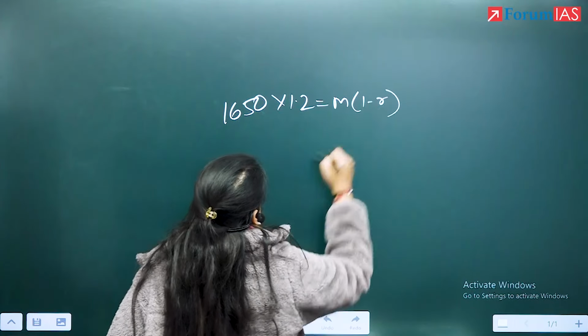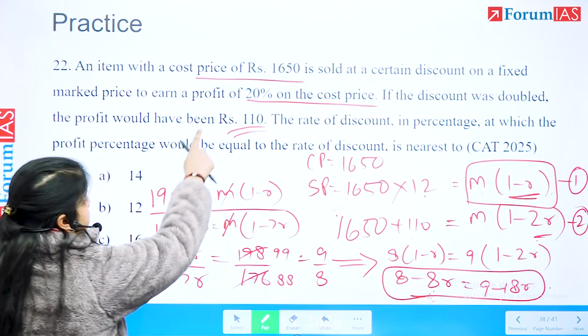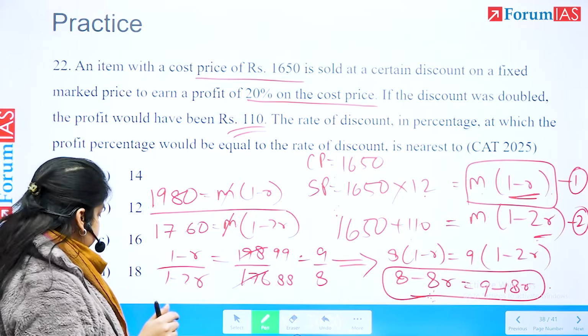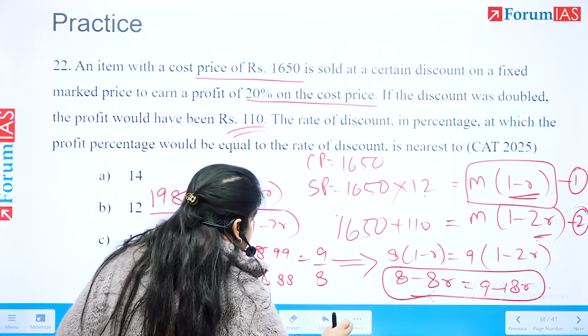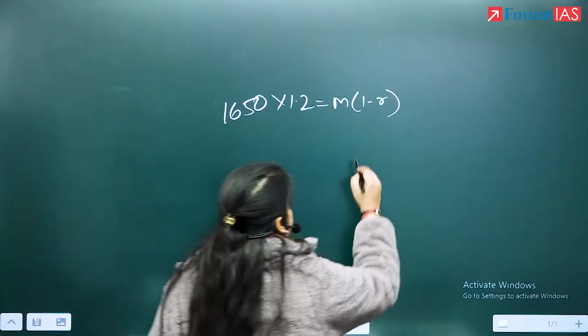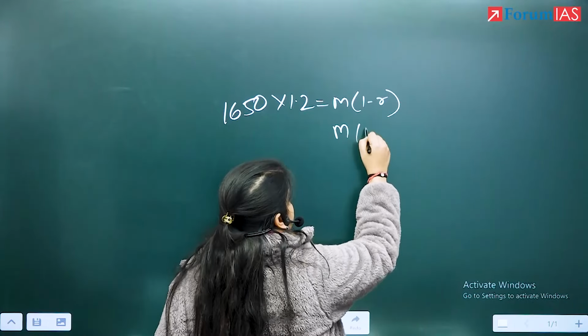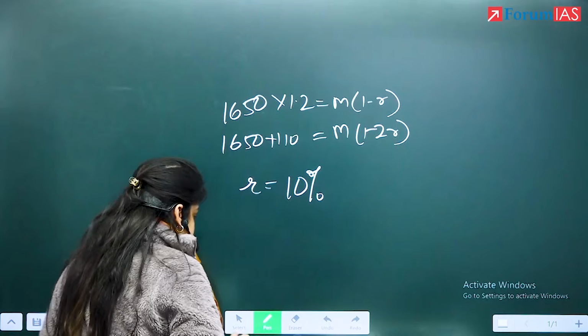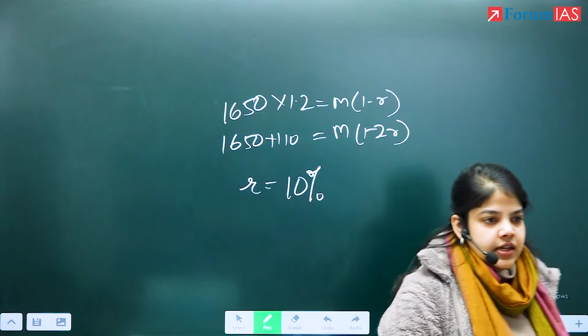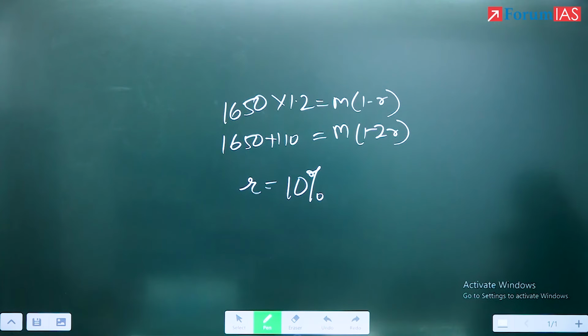But at the same time, we also have another equation which says when the discount is doubled, the profit is 110. So we say the discount was doubled, M into 1 minus 2R, the profit is 1650 plus 110. You solve both equations to get R. What is the value of your R? 10%. Your R will come out to be 10%. So what is the rate of discount being given? 10%.